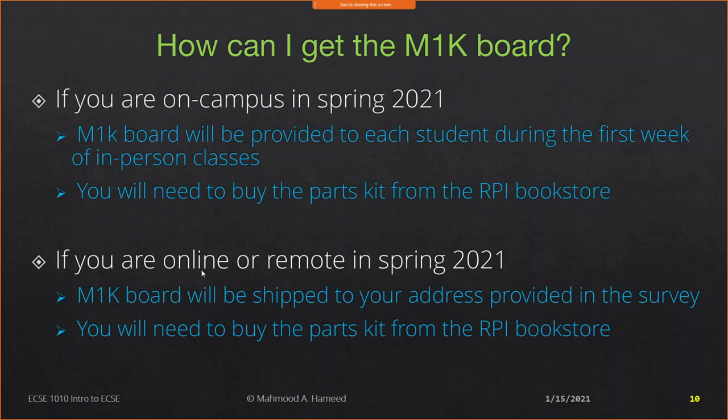Now, if you are going to be online or remote during spring 2021, I would need your street address so that I can ship you the board. But you will need to buy the parts kit from the RPI bookstore, or you can buy the parts kit from DigiKey or Mouser or other distributors of the parts kit. So I suppose what I'm saying is everybody needs to buy the parts kit from the RPI bookstore.